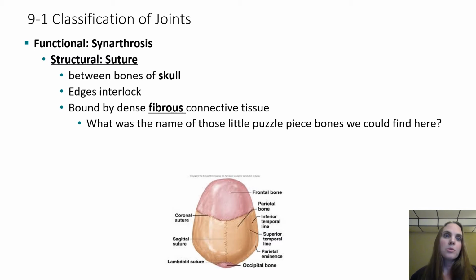So let's go through the different structural joints within the category of the synarthrotic joints. So, suture joint. Suture joints are found only between the bones of the skull. And with these joints, those edges of the bone interlock and are bound by dense fibrous connective tissue. And sometimes, remember, we had little tiny puzzle piece bones that were found along those suture lines. Quiz yourself and see if you can remember what those were called.